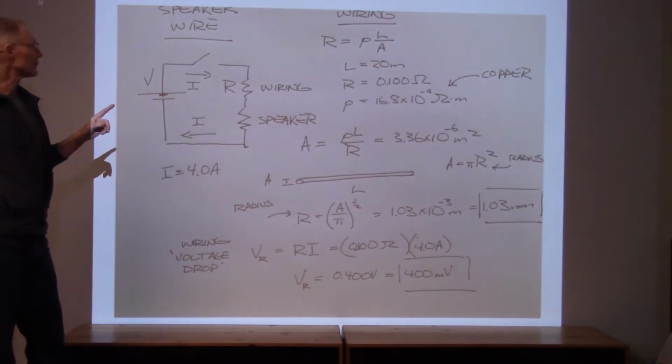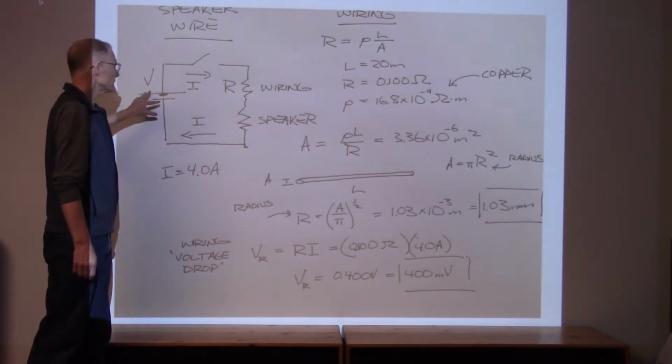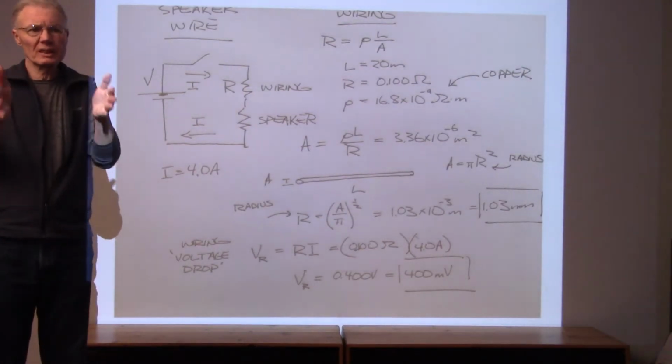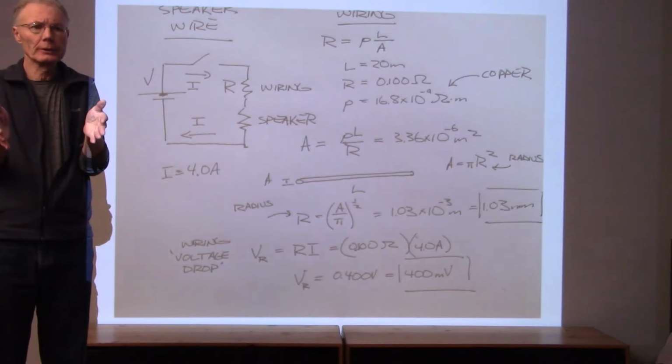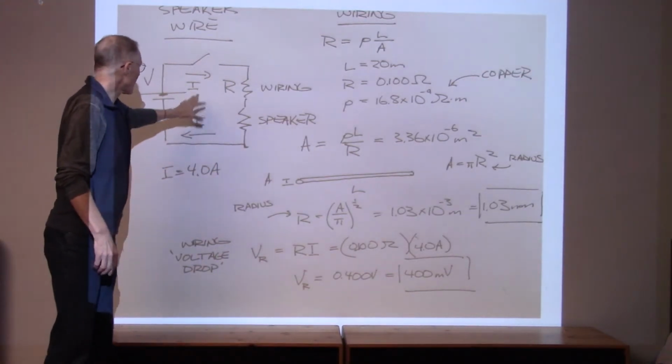Ooh, this circuit's a little different. What we've done in this circuit, we've got a voltage source. That's what's driving the speaker. So whatever signal is coming out of my amplifier, there's going to be a voltage difference there, and that's going to drive the current.